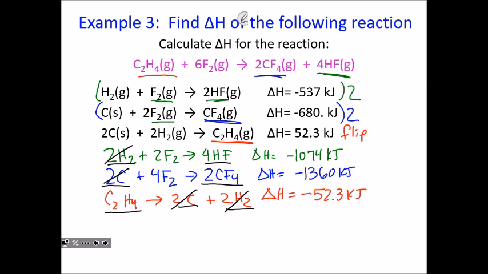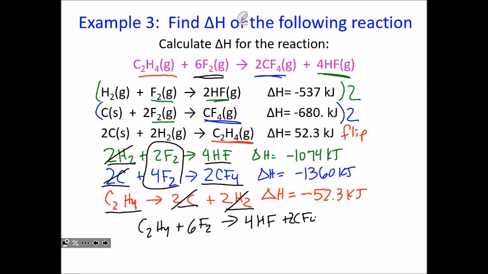Now, I see my C2H4s here. I see my CF4s here, and my HF. My fluorines, though, there is a couple of them on the reactant side. What should I do with those? I should just add them together. So that's a total of 6. So I do end up with 6 F2s, which is what I want up here. Okay. And then my 4 HFs and my 2 CF4s. Okay, so does it match now with the canceling and everything? Good. Now all I have to do is take these values and add them up.